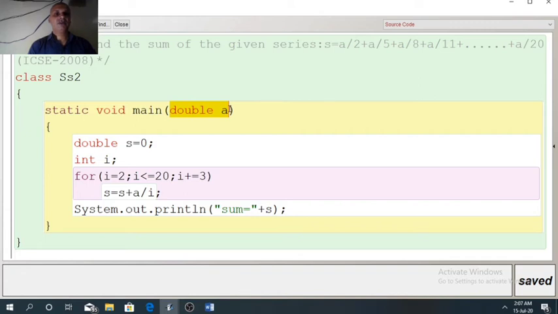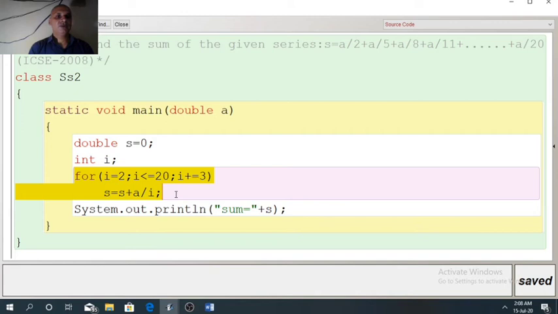Accept the value of a from the user in double type, double s equal to 0, like I have told you. First we need to control the denominator using the loop. So I equal to 2, I less than or equal to 20, I equal to I plus 3. Now this is the logic. S equal to s plus a by I. General term of the series is a by I, because numerator is constant in every term, that is a. Denominator is changing, so that value is controlled by loop.